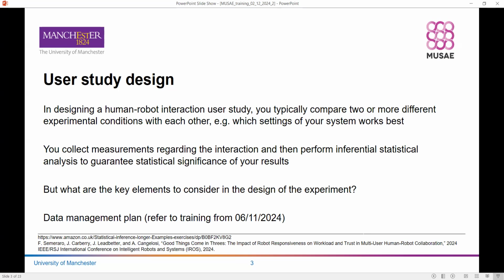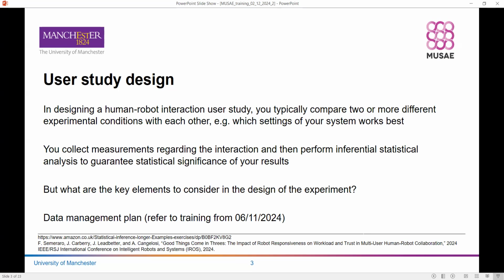And what are those? Well, first of all, there is the data management plan, because as we said, you are going to collect measurements from the participants. So you need to make sure that the protocol to collect measurements is safe and not invasive. You need to make sure that GDPR policies are covered. You also need to possibly issue sharing policies for you to share the data later on. However, we did a training on this on the 6th of November within the context of the Muse project. So for the data management plan, I'm telling you to refer to that training.